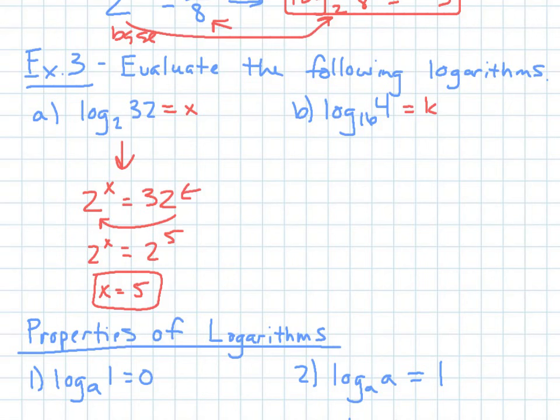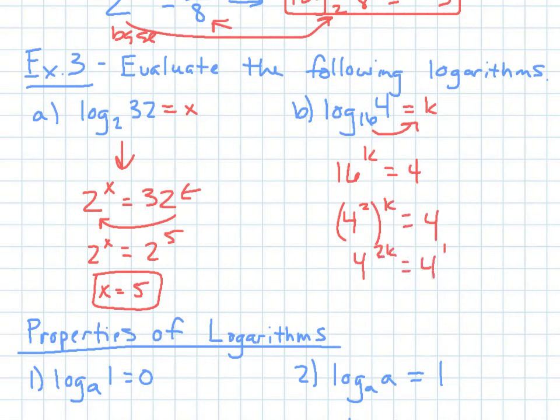Letter B, it says log of 4 base 16 is equal to k. So I switch this stuff around. So 16 is my base, k is my exponent, and it is equal to 4. Now this one's a little weird because your base is bigger than your other number on the other side. So we need to readjust. So you could also say that 16 could be written as a base of 4, right? So 4 squared to the k power is equal to 4. So it gives me 4 to the 2k equals 4 to the first.